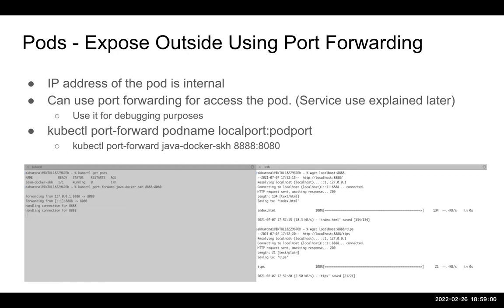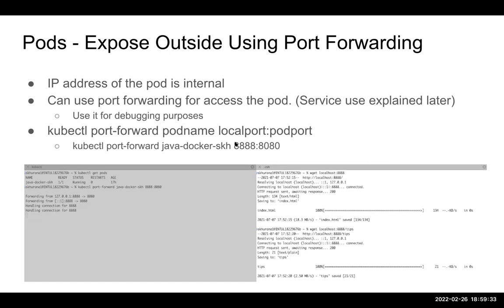But if I want to access the pod from outside without a service object, for the time being we can use port forwarding. And how do you use port forwarding? This is generally used for debugging purposes. This is the syntax: kubectl port-forward, the pod name, and then your local host port. This is your host, the node over which the pod is running. And this is the port on the pod.